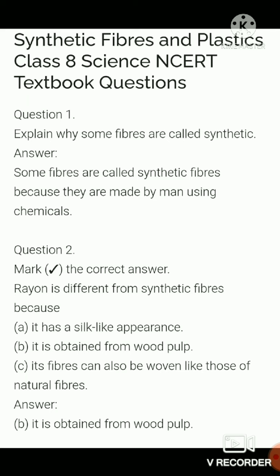Okay. Now question number 2. Mark the correct answer. Rayon is different from synthetic fibers because it has a silk-like appearance. It is obtained from wood pulp. Its fibers can also be woven like those of natural fibers. So the answer is it is obtained from wood pulp.